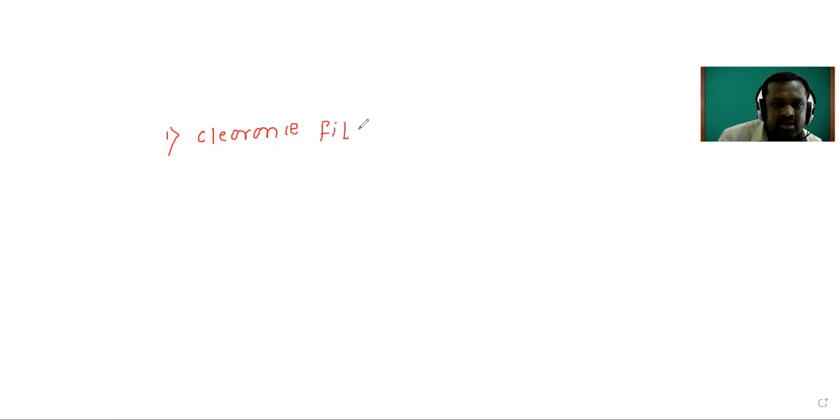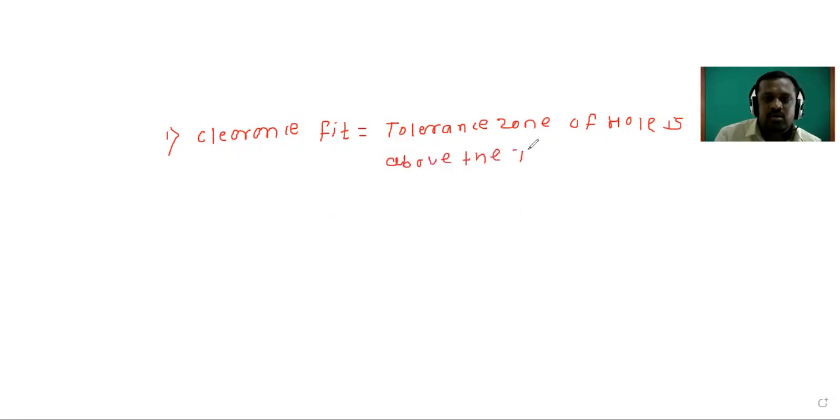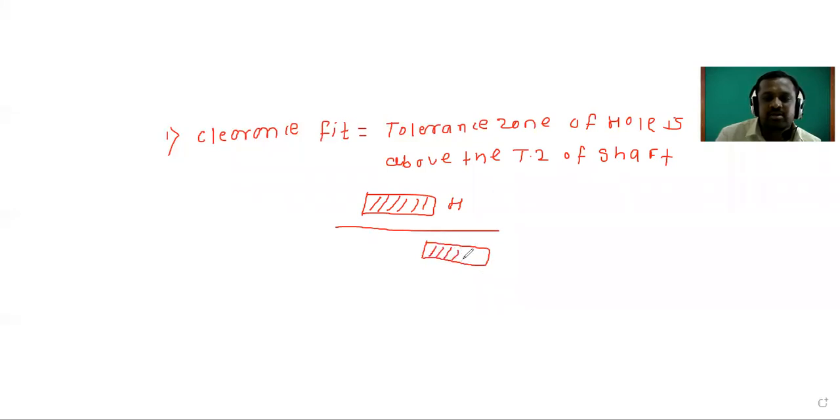What is the definition for the clearance fit? The tolerance zone of hole is above the tolerance zone of shaft. Then how to represent it graphically? Now see, suppose this is the tolerance zone for the hole, and suppose this is the basic line, and suppose this is the tolerance zone for the shaft. Then it is called the clearance fit.